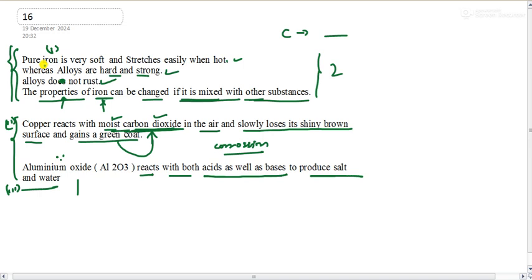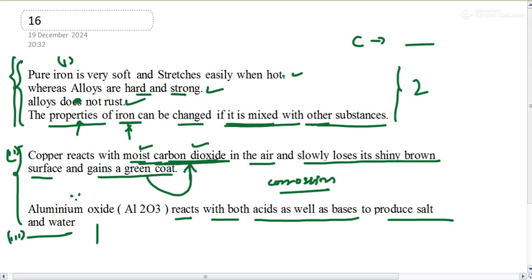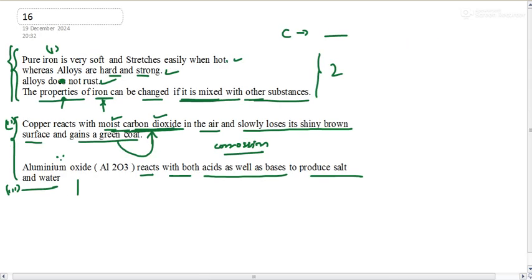So I hope you have understood. This completes our first passing package of science. So try to learn them well and properly. They are very important questions.